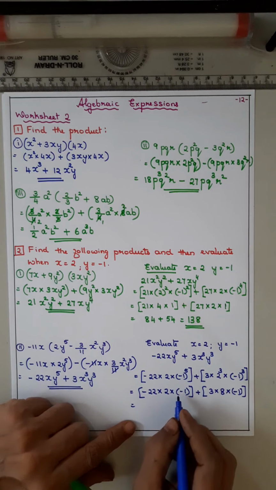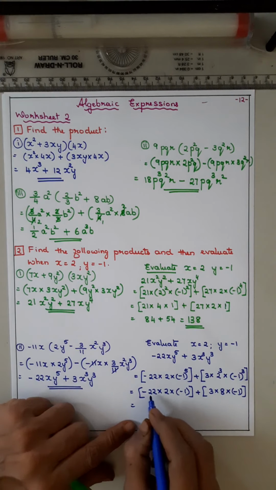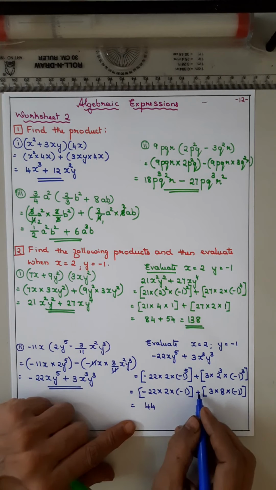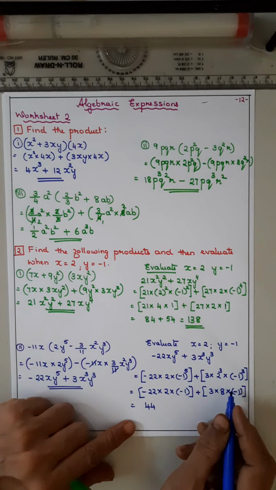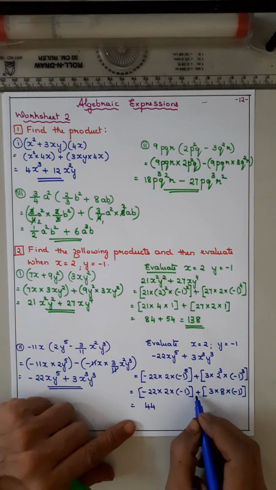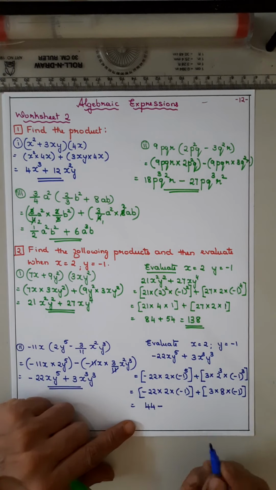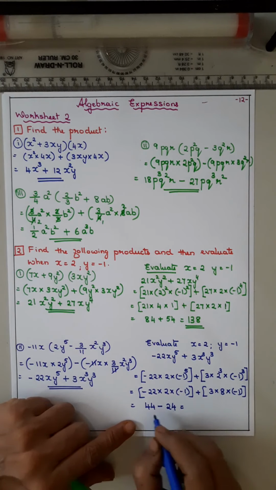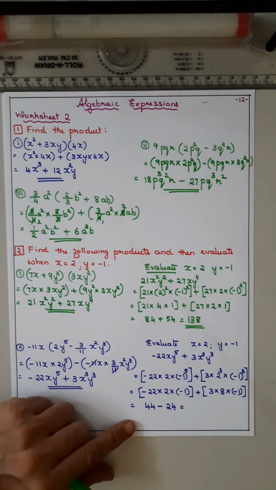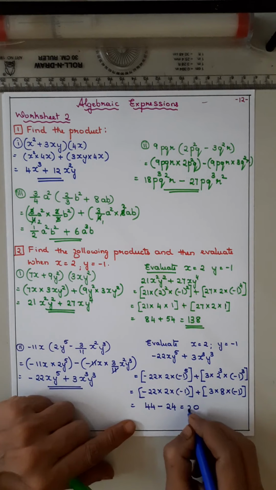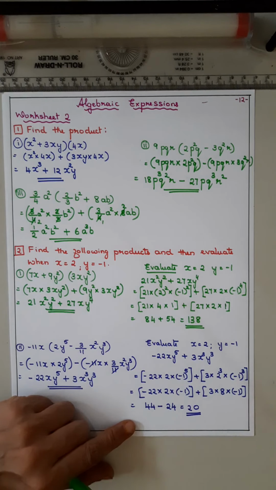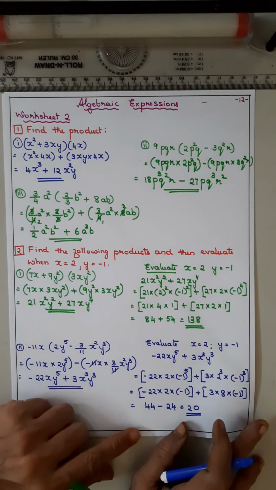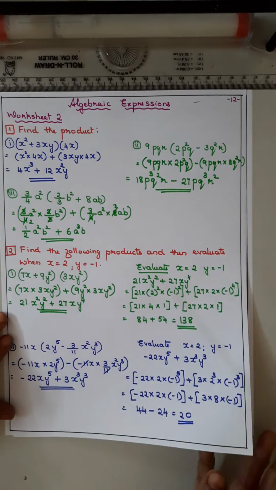Okay, now negative means positive. 22 2s are 44. Now positive, this one full it becomes negative, isn't it? So plus minus becomes minus. 3 8s are 24. 4 minus 4 is 0. 4 minus 2 is 2. That is 20. Okay.